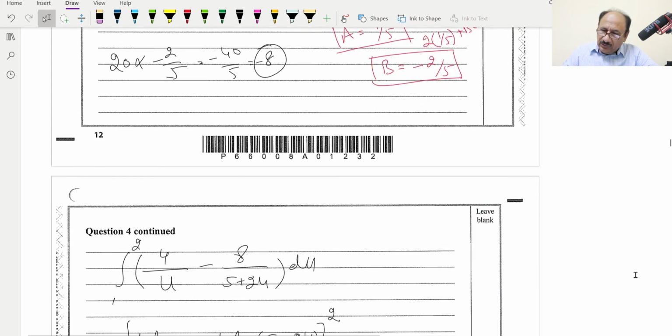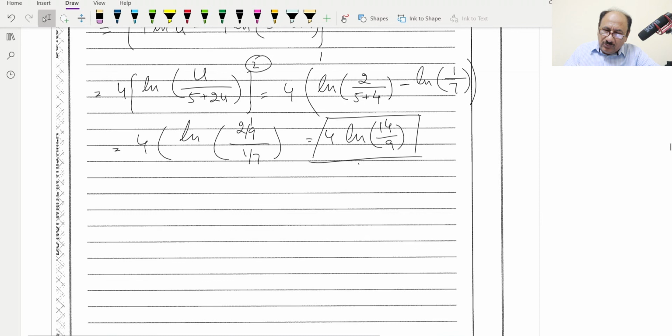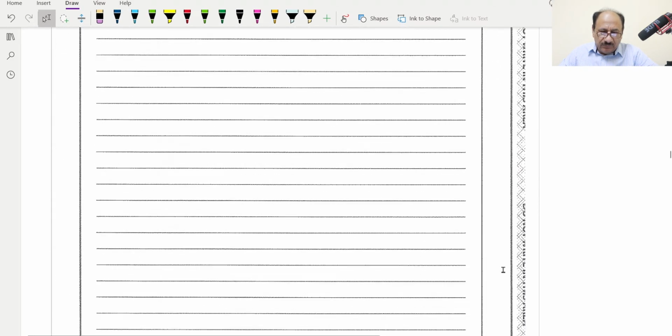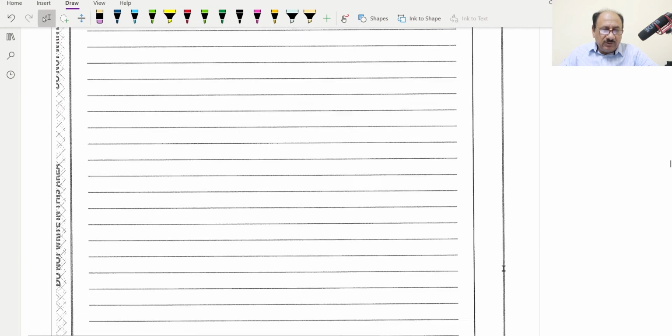So a is this one: a is equal to 14 and b is equal to 9. These are the values which we have found for a and b. Now we can move to question number 5.